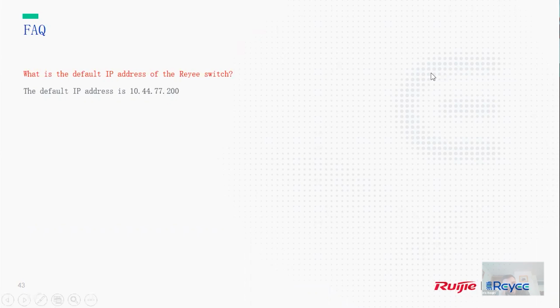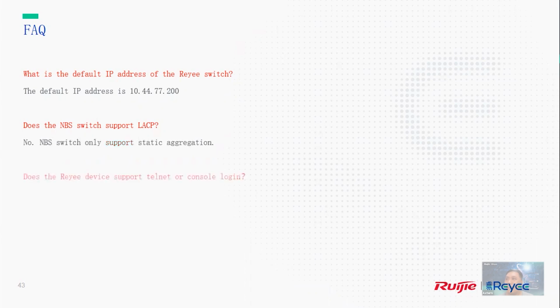Now we move to the FAQ section. What is the default IP address of our Reyee switches? I think you can remember this IP already. How many times have I mentioned it today? Just remember it in your mind: 10.77.200. Do our NBS switches support LACP or not? No. NBS switches do not support link aggregation LACP.